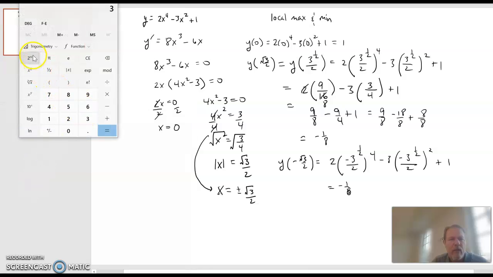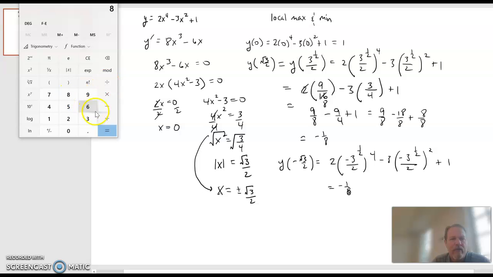Square root of 3 divided by 2 is about 0.658. Alright, just double check. Square root of 3 divided by 2. Oh no, I don't know what I hit, fat finger, but it's about 0.866. So positive 0.866, negative 0.866, and down a negative 1/8.